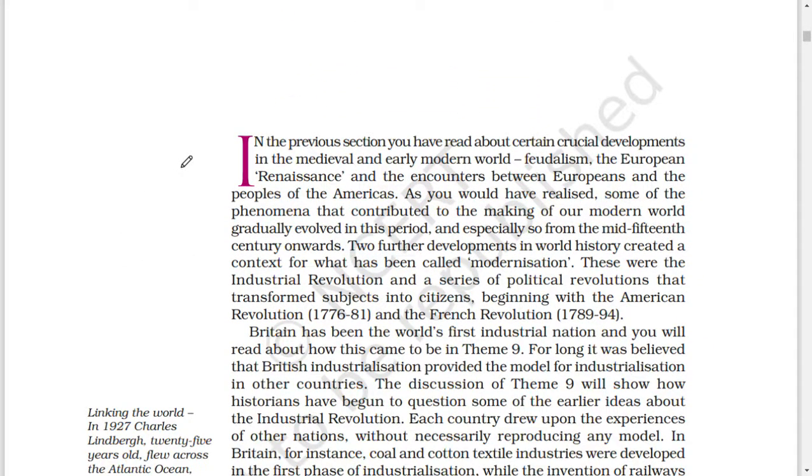In the previous section, you have read about certain crucial developments in the medieval and early modern world: feudalism, the European Renaissance, and the encounters between Europeans and the peoples of the Americas. As you would have realized, some of the phenomena that contributed to the making of our modern world gradually evolved in this period, and especially so from the mid 15th century onwards.